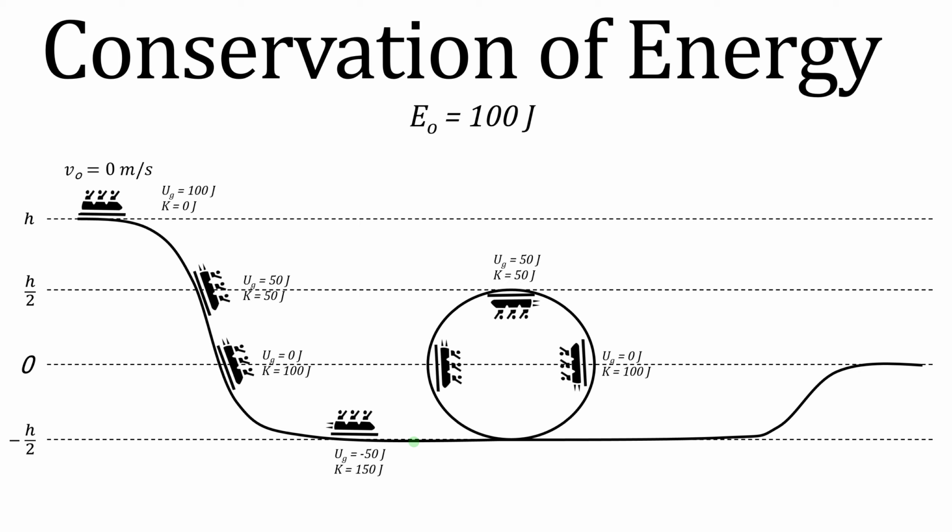And at the middle of the loop again, it comes back to that 0 potential, 100 joules of kinetic. Comes back to the ground, negative 50 joules of potential energy, 150 of kinetic, and then eventually up to 0 again, where it has 0 joules of potential and 100 joules of kinetic. Now, I just showed you these different stations so that you can get the idea that the total energy is always conserved. It adds up.